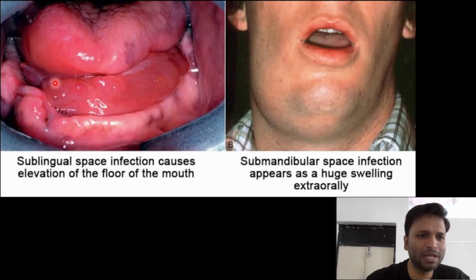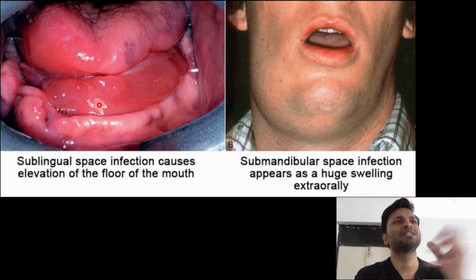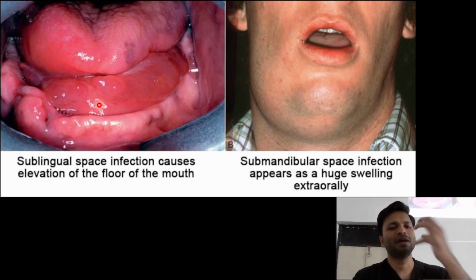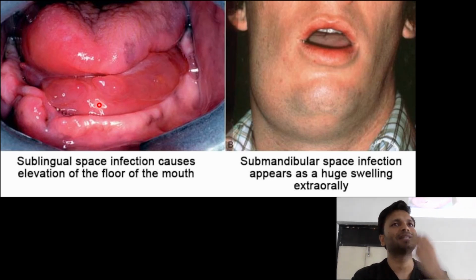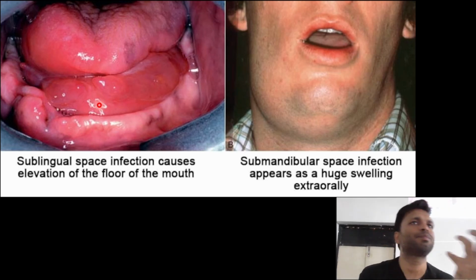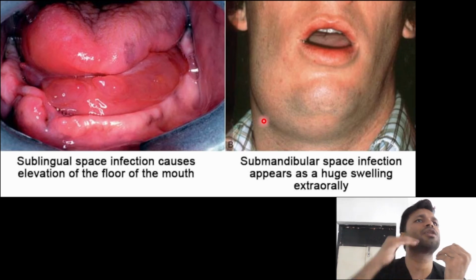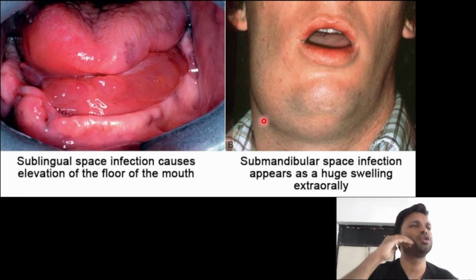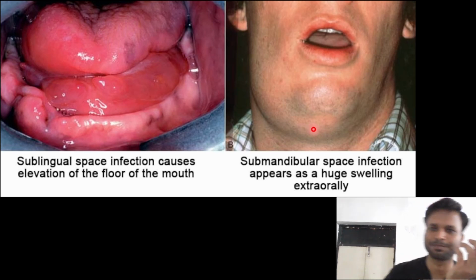And this is how a sublingual space infection looks clinically. Because of the muscle attachment, if sublingual space infection is there, you won't see the swelling outside. When you inspect the oral cavity, you're going to see the raised floor of the mouth and the tongue that is touching the palate or that is getting protruded out. This is the sublingual space infection. Whereas in submandibular, because of the muscle attachment, all of the pressure is going to be pushed out. So you're going to see a swelling in the submandibular region. This is submandibular space infection.